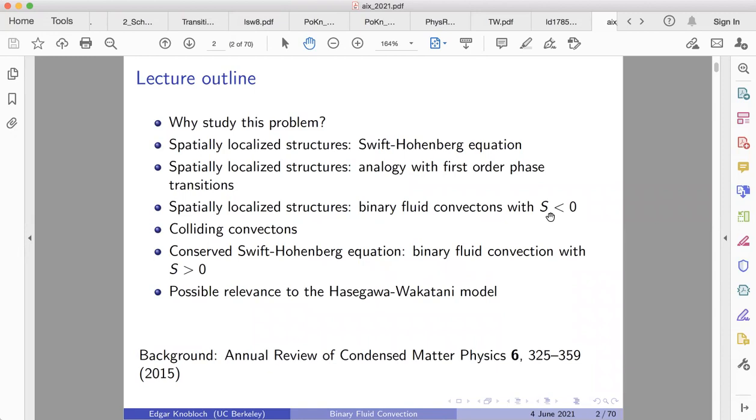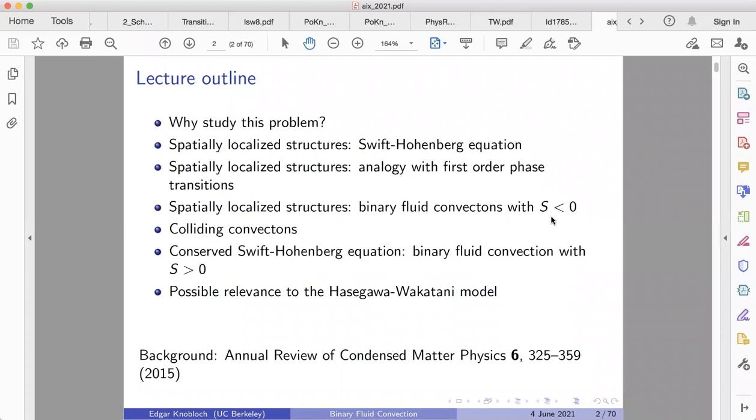Okay. Yes. So I'm going to say a few words about the so-called Swift-Hohenberg equation, which will allow us to interpret the results that I will talk about for a fluid problem, namely this double-diffusive convection with cross-diffusion. So this will turn out to be very useful for understanding the fluid problem. And I'm going to do two versions of the fluid problem.